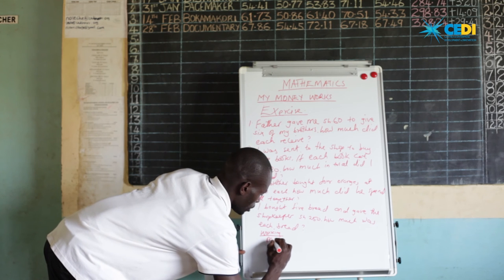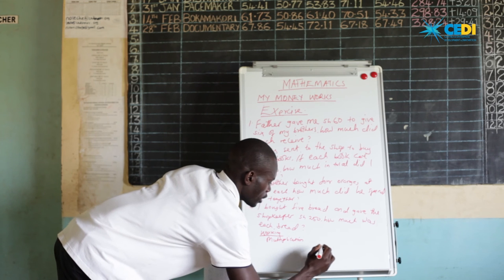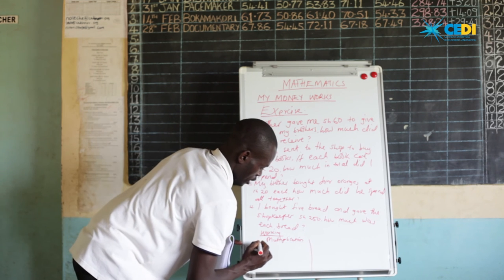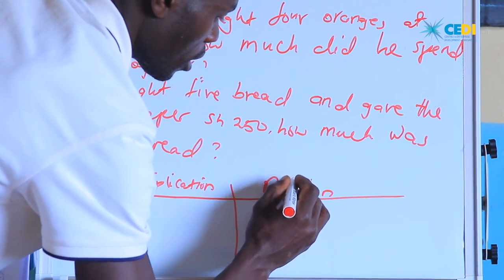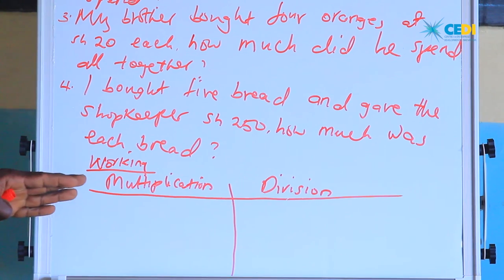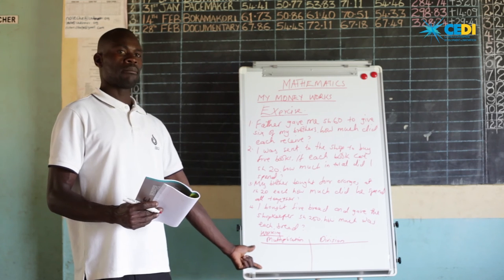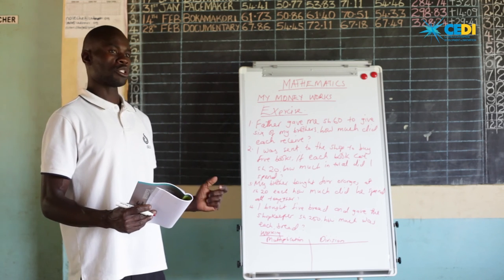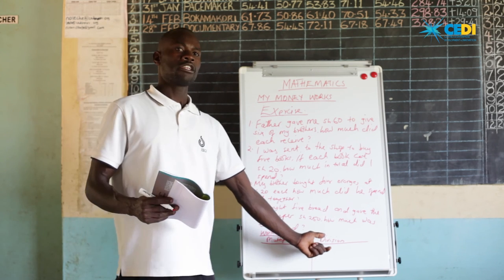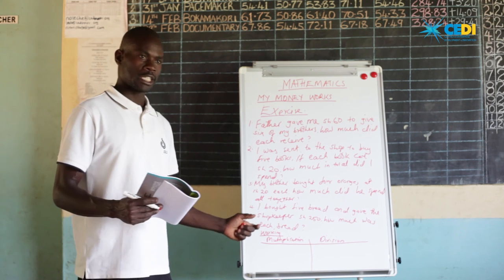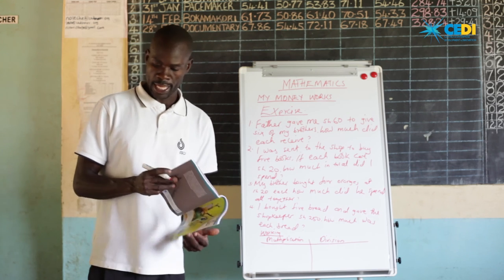You write multiplication in that column, then you have division in the other column. So in the first column, you'll read the question. If you realize it involves multiplication, then you write it under multiplication, then you give a space, you work it out to get the correct answer there. If number one involved division, then you write it under division, then you get the space where you're going to work it out, then you get the correct answer down there. But you must always think of how you can get that correctly.